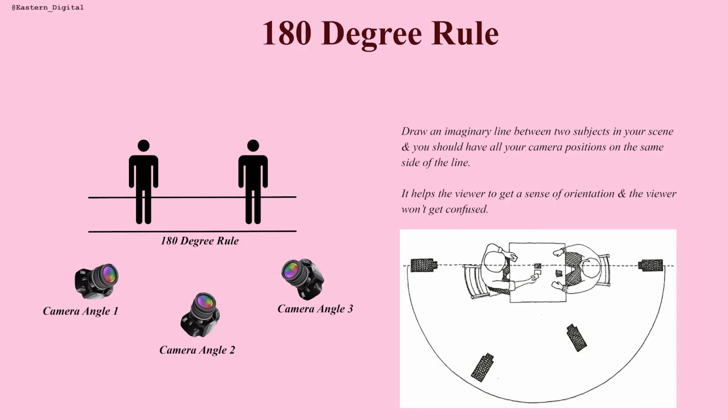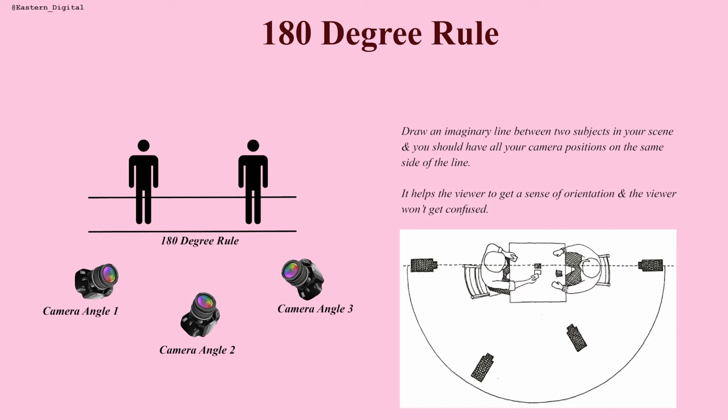Hi everyone, in this video I'm going to introduce you to the new concept of the 180-degree rule of filmmaking. We use this rule to give the audience a good sense of orientation and create a relationship between two characters, when mostly two characters are in focus, maybe they are talking or doing something. So in order to give the audience a good sense of orientation, we use this rule.